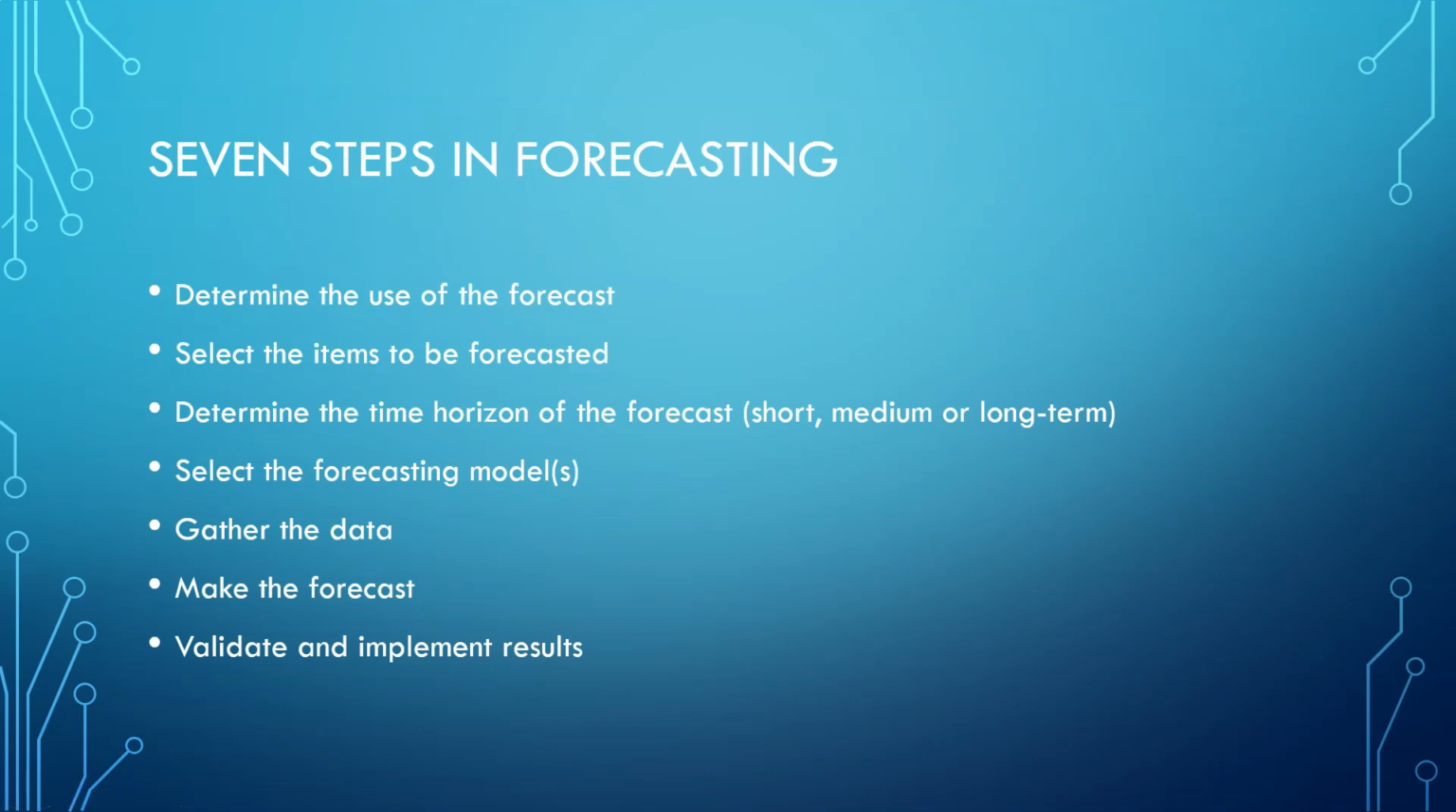Forecasting follows 7 basic steps. The first step is to determine what we are going to use the forecast for. For example, Disney uses park attendance forecasts to drive decisions about staffing, opening times, ride availability, and food supplies.